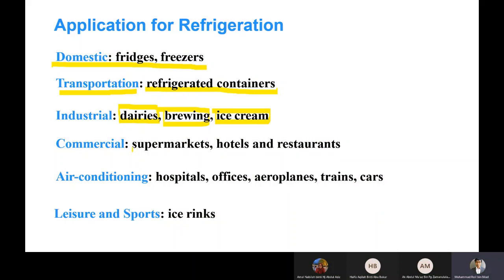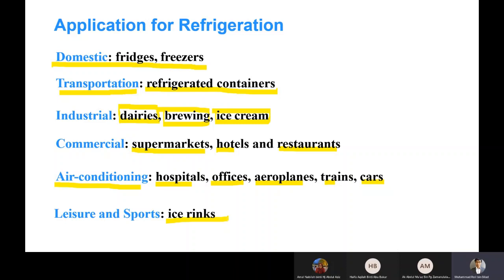In commercial, we see it in the freezing section. You want to buy frozen food, you see that one. It is in the hotel, in the restaurant. In restaurants also, we need to store food, we need to have cold drinks, we need to store a lot of vegetables and so on. Air conditioning is in hospitals, offices, in aeroplanes, in trains, cars, as we mentioned here, leisure, sport, ice rinks, and so on.